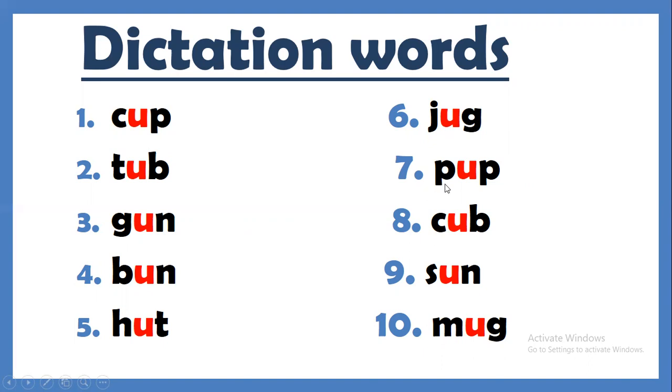Number 7 spelling is P-U-P. Let's read with the phonics. Pup. Number 8 spelling is C-U-B. So let's read with the phonics. Cub. Number 9 spelling is S-U-N. Let's read with the phonics. Sun. Number 10 spelling is M-U-G. Let's read with the phonics. Mug. So let's revise again on cup, tub, gun, bun, hut, jug, up, cub, sun, mug.